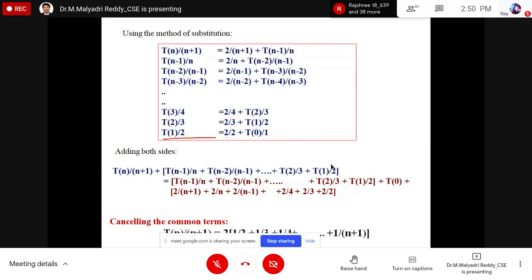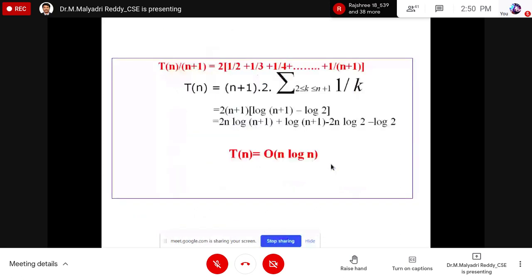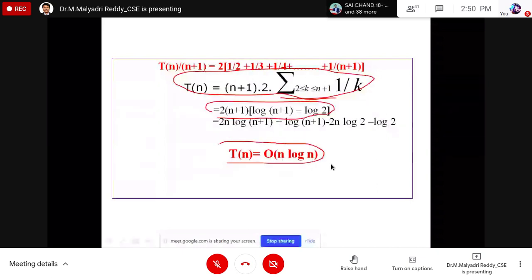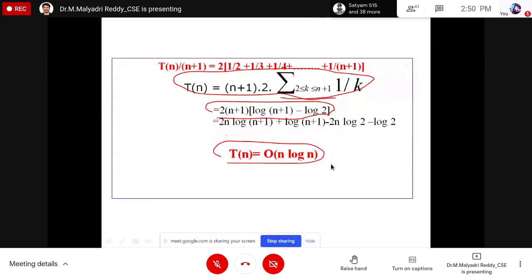T of n by n plus 1 is like this. It represents the harmonic series of the functions. Its value will be represented like this. So the total time complexity is order of n log n, which is the complexity of quicksort. So finally, what you learned: quicksort analysis for the best case is n log n, worst case is order of n square, and the average case is n log n.